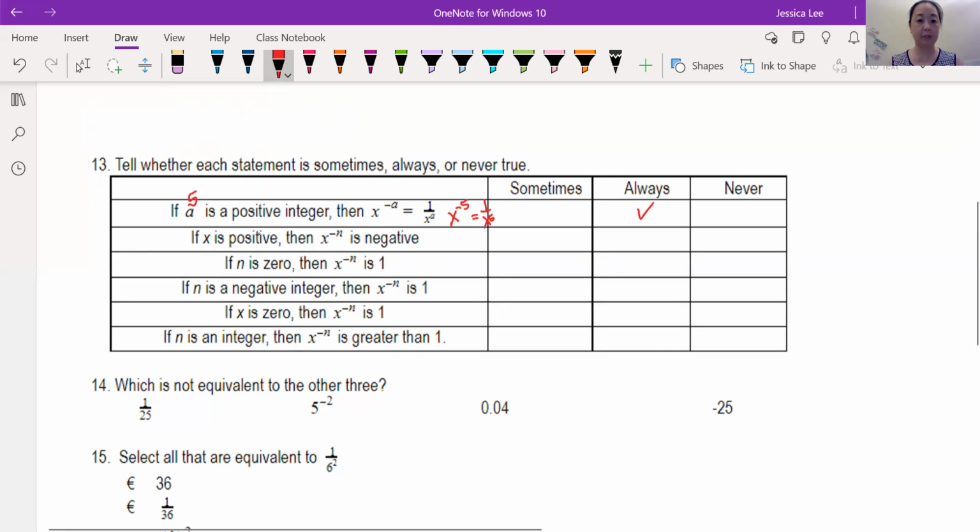If x is positive, then x to the negative n power is negative. Okay, so x is positive. So let's make that positive 2.